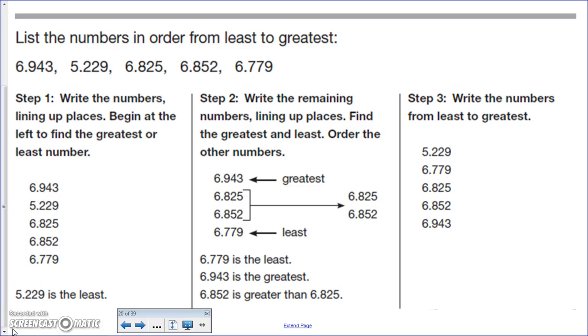So that's our greatest. Then we only have 2 left to compare, and they both have an 8 in the tenths place. So we go to the next place to the right, and we can see that one has a 2 there, and the other has a 5. So 6 and 825 thousandths is smaller than 6 and 852 thousandths. So finally, for step 3, we're going to write the numbers in order from least to greatest. So we have 5 and 229 thousandths, 6 and 779 thousandths, 6 and 825 thousandths, 6 and 852 thousandths, and finally our greatest number is 6 and 943 thousandths.